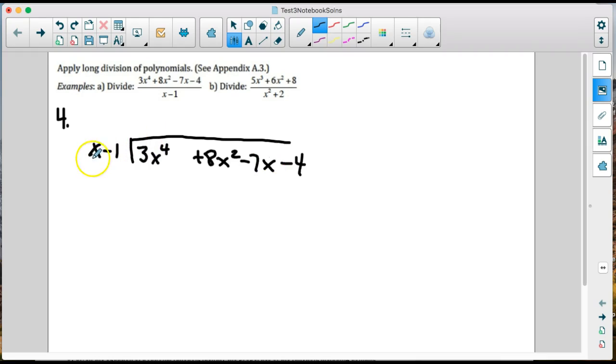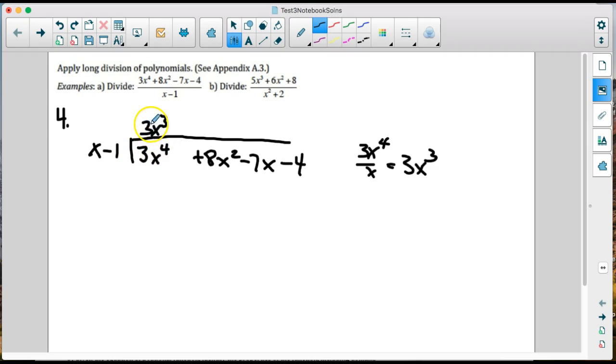So we're going to divide the lead term of the binomial here into the lead term of the polynomial to see what that divisor is. So we're going to take the lead term, 3x to the fourth, and divide it by x. And that's going to be 3x to the third. That's going to be our number that we're going to multiply by so that we can reduce this polynomial.